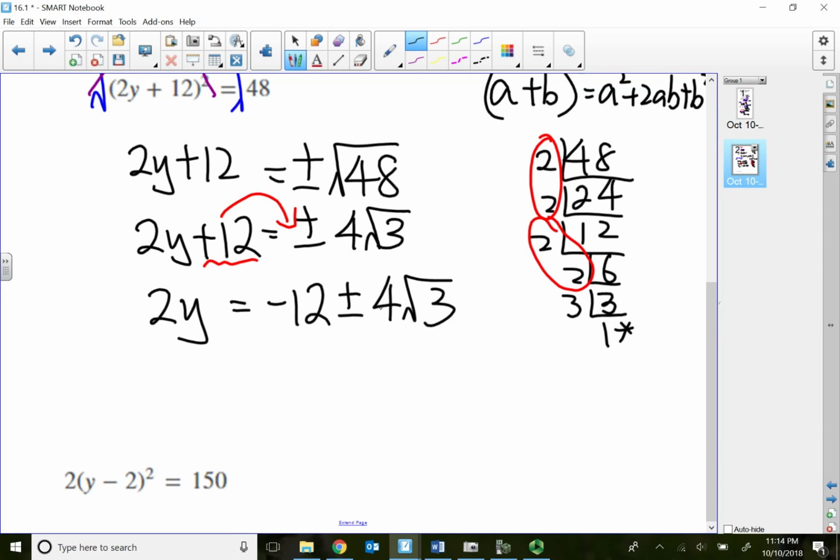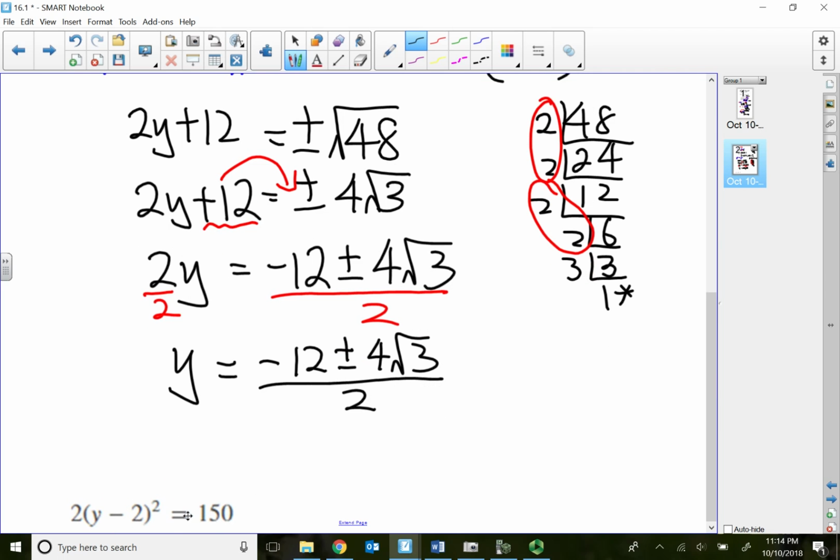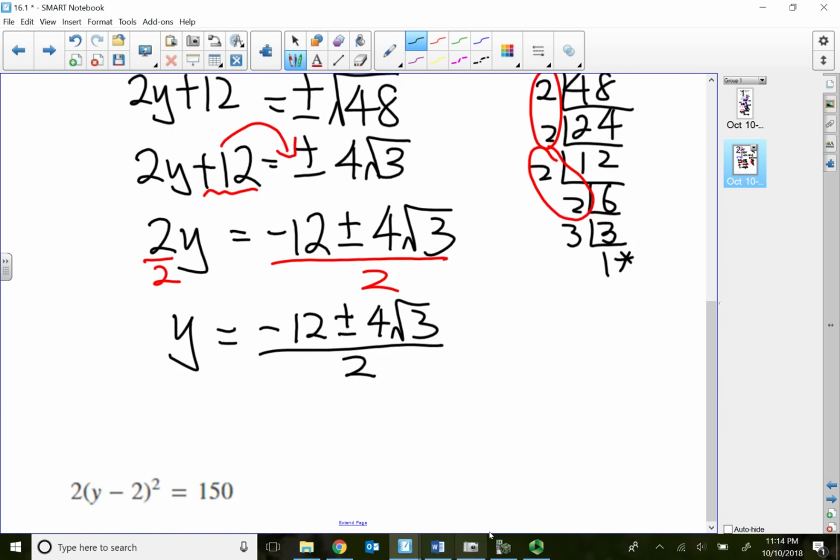Now these two are not like terms, okay, because this has square root of 3 with it. The negative 12 doesn't. So now divide both sides by 2. And I'm purposely saying divide both sides by 2 because I can actually write my answer as negative 12 plus or minus 4 times square root of 3, whole thing over 2. All right. Now, before I put this answer in, we need to simplify this fraction a little bit.